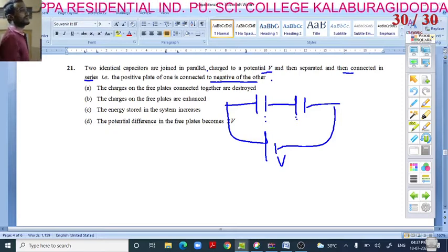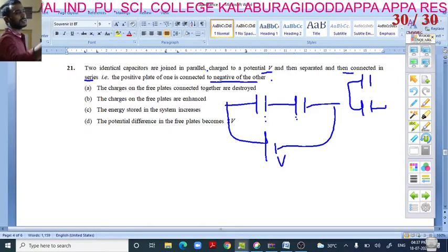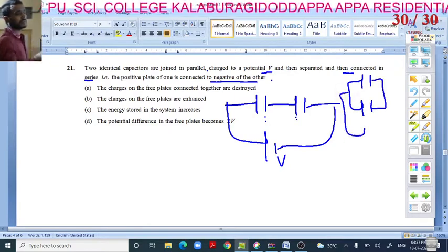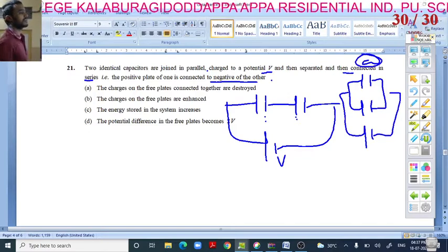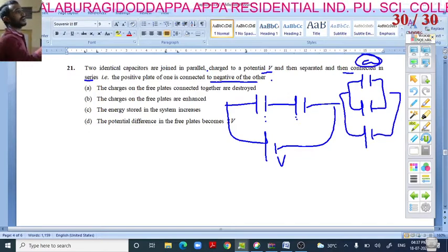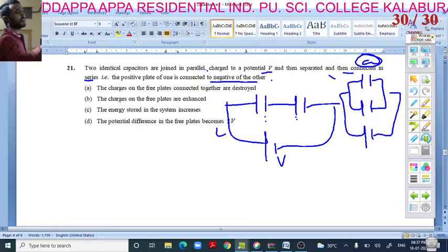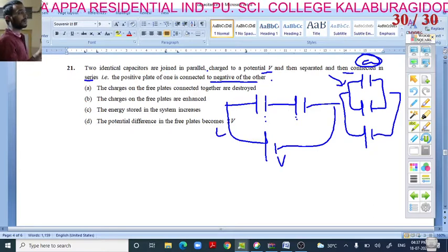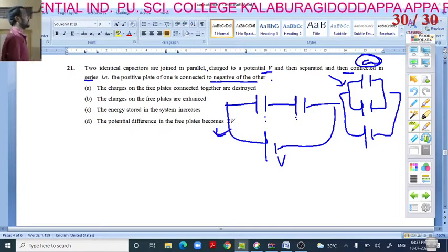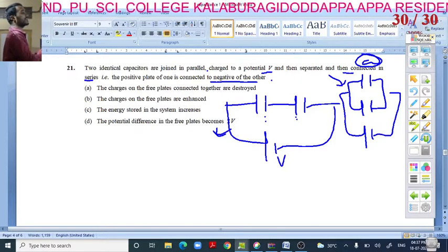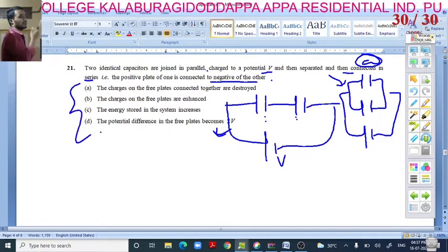Okay, this is our first analysis: this is parallel, and this is the first figure. Then separated, then connected in series. This is second. First he has connected in parallel, then he will separate and connect in series like this. The positive plate of one is connected to the negative plate of the other. Then these are the options here.